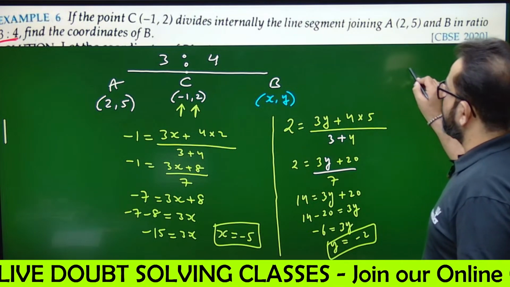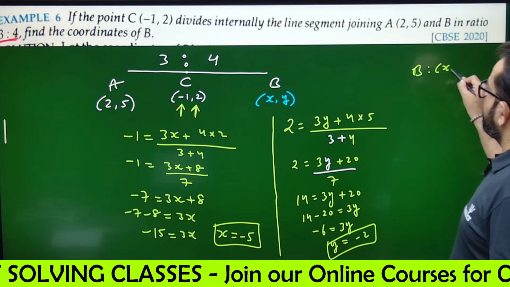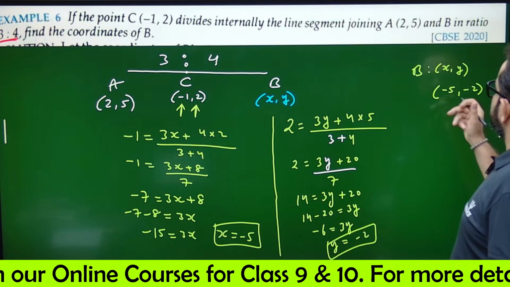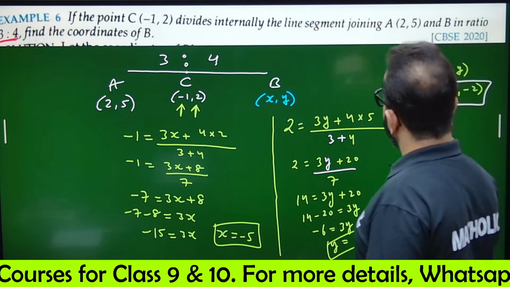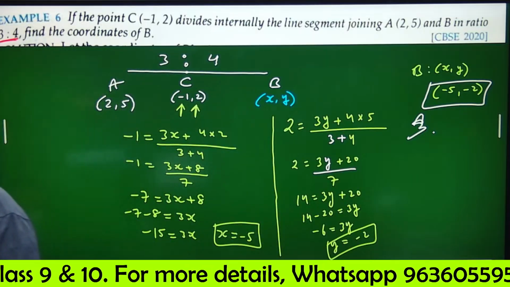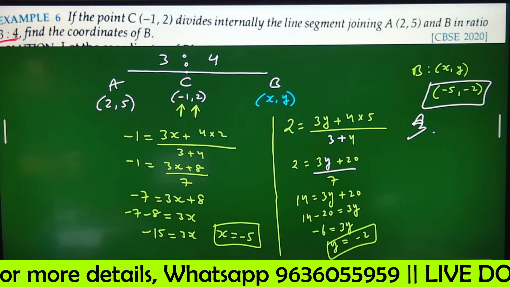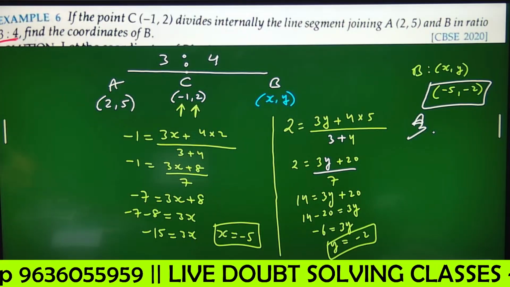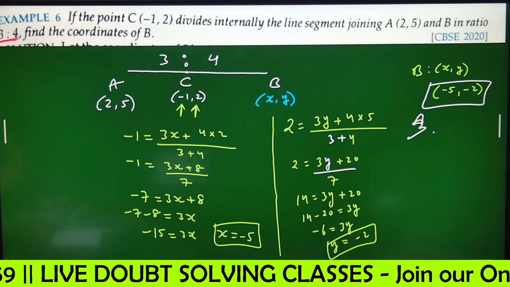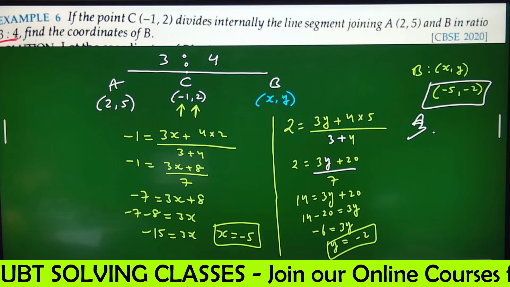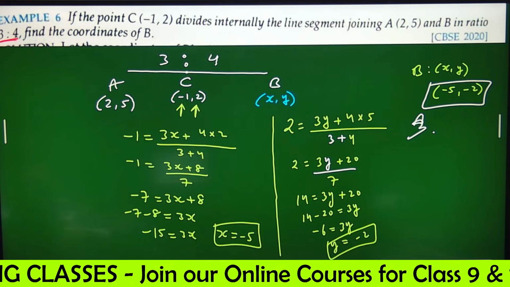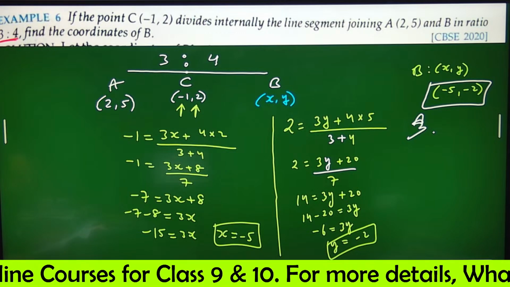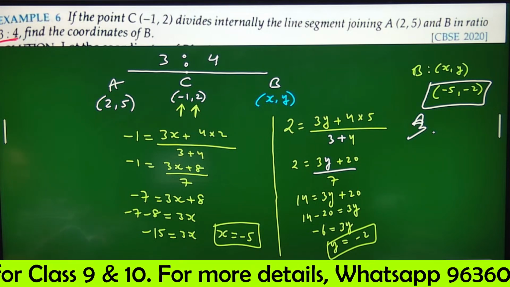So the coordinates of the point B, that is x comma y, will be nothing but what? Minus 5 comma minus 2. This is my answer. Final answer you have to write like this. Copy it. Final answer is y equal to minus 2. Okay, so solve it and copy this. Example number 6 for today. Minus 5 comma minus 2 is the answer.